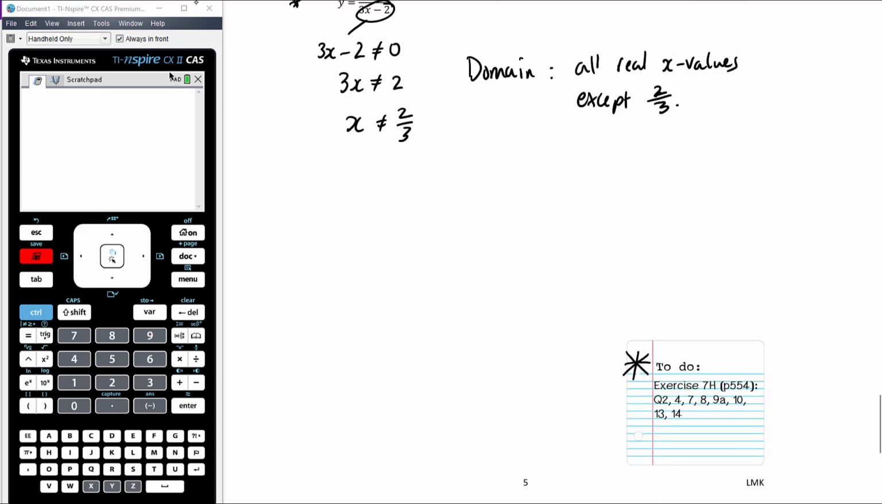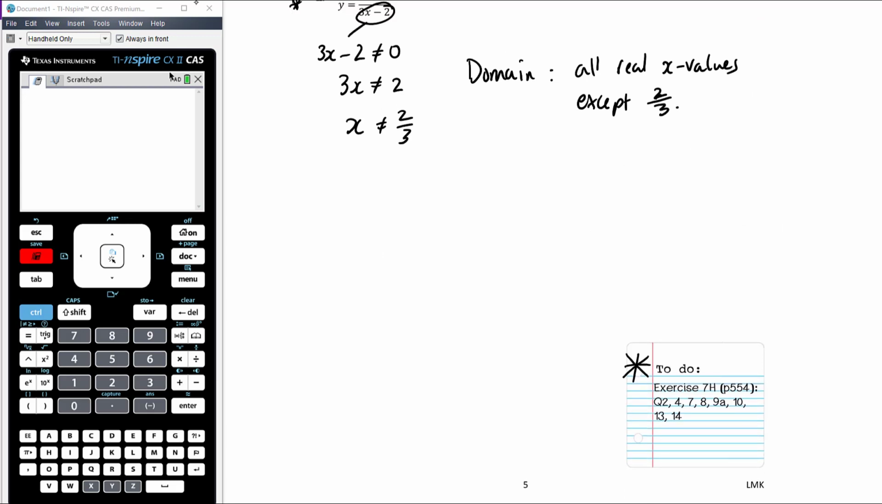Okay, so the work today is some work from exercise 7H, looking at functions versus relations. How do you decide something is a function? Using your vertical line test, and then talking about domains and ranges of functions.